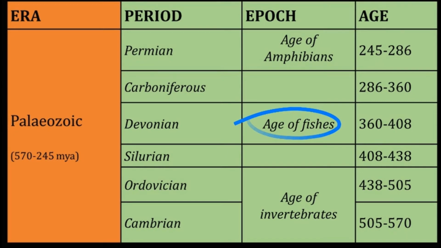Carboniferous and Permian are called the age of amphibians. The Permian Triassic extinction event took place, and for the first time the earth was a single continent called Pangea. Pangea was first formed in this Permian period. So that's why the Paleozoic era is very, very important.